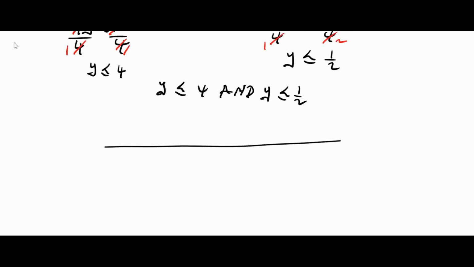So we have our number line. It's continuous on both sides, and this is 1/2. This is 4. So the inequality sign is less than or equals to, and this is greater than or equals to. So we are going to use a closed circle for both sides. A closed circle, a closed circle.